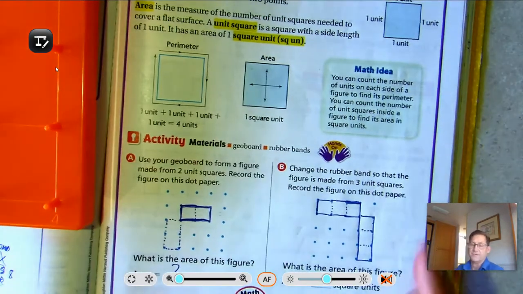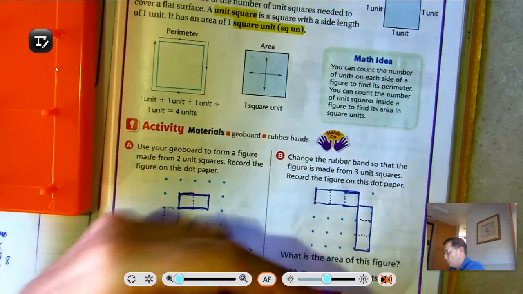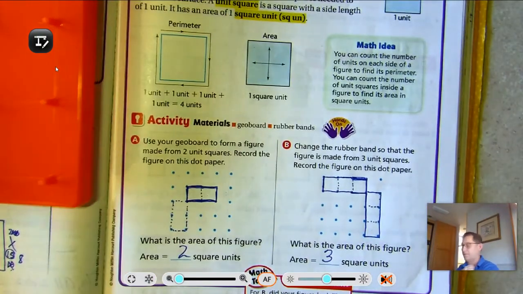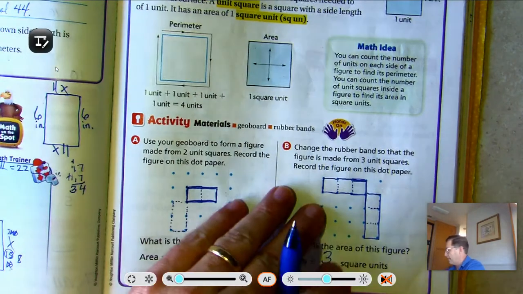Well, you still see that we could get 3 square units. So what is the area? 3 square units. All right, so let's move on.